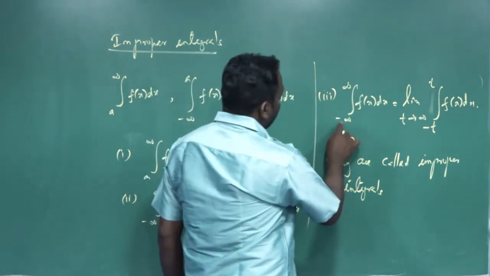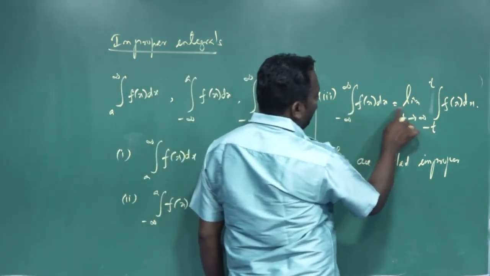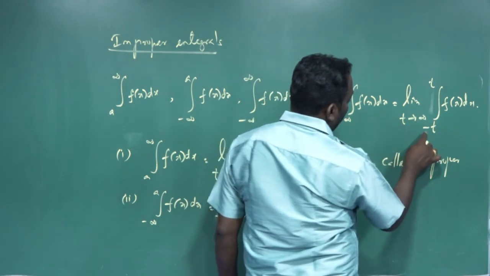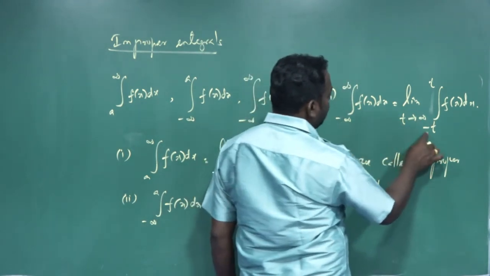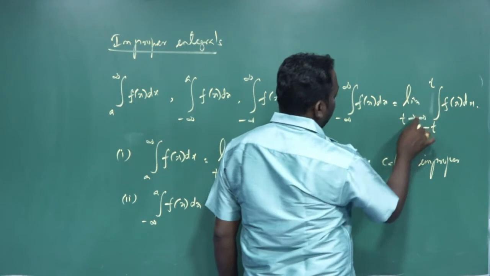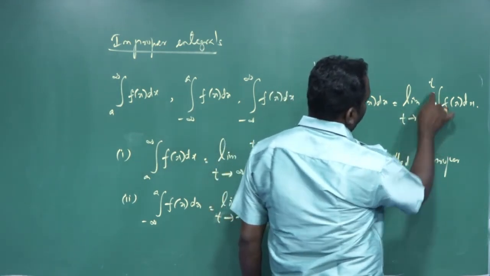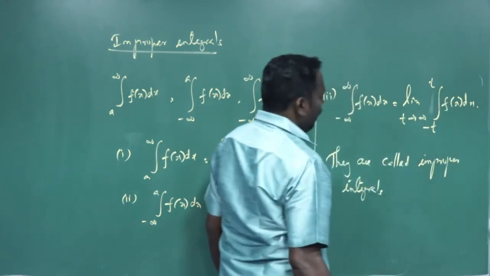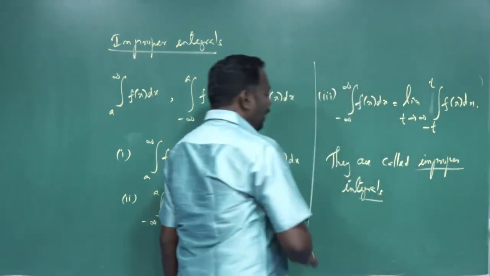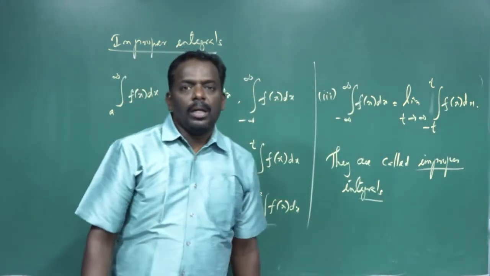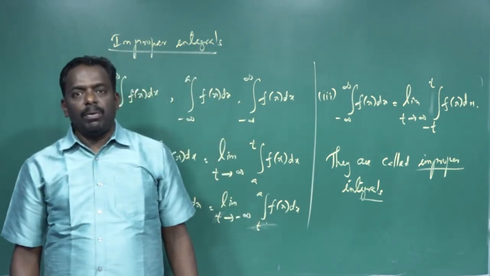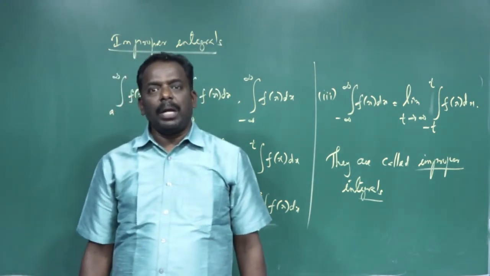And similarly, the integral from minus infinity to plus infinity of f of x dx, we can write as the limit as t tends to infinity, with minus infinity written as minus t and plus infinity written as plus t. Therefore, the limit as t tends to infinity of the integral from minus t to plus t of f of x dx. These are called improper integrals. Using these improper integrals, we have to solve some of the sums in exercise 9.5.